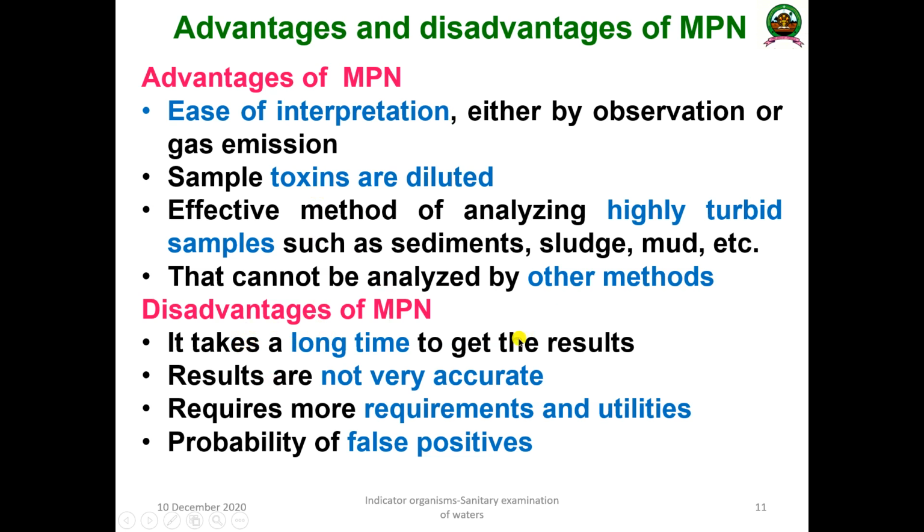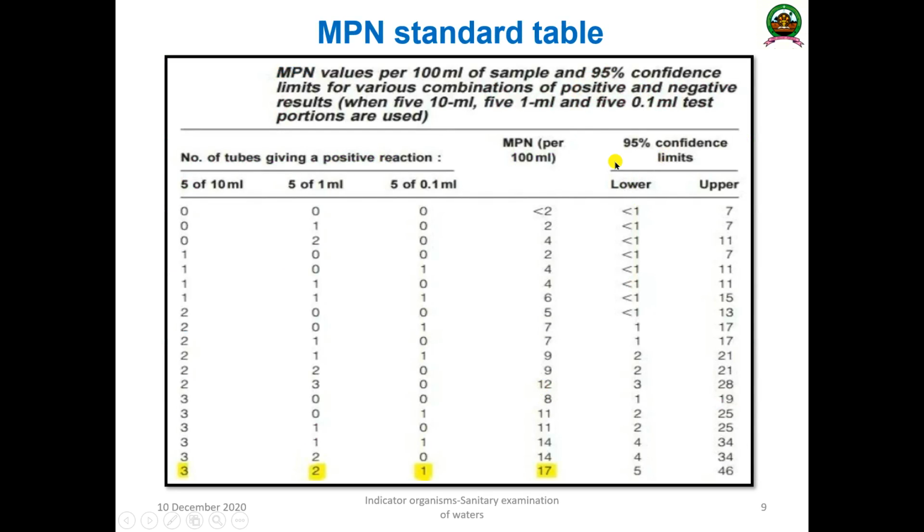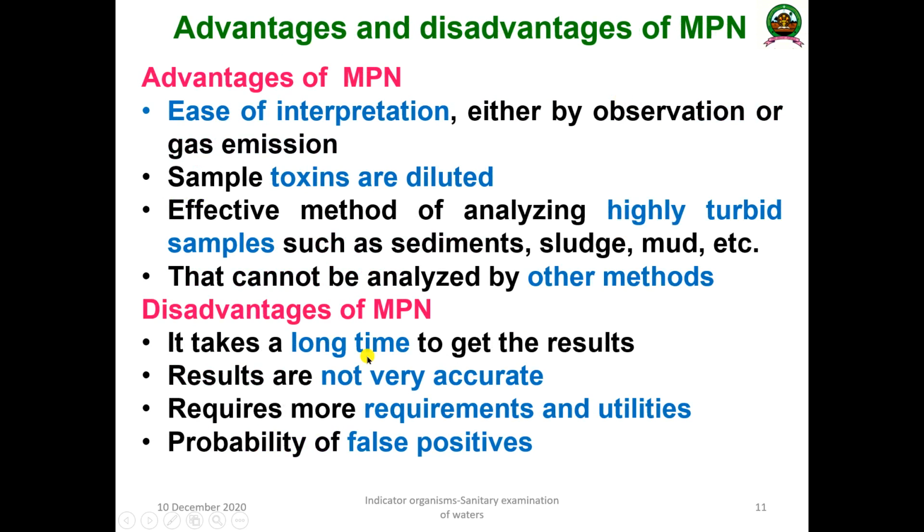Then what are the drawbacks of most probable number? The main thing is it takes a long time to get the result. I told you 3 days are required once you give the test. Then the results are not very accurate. Here you get only 95% accuracy, not 100% accurate. And it requires a lot of equipment and utilities.